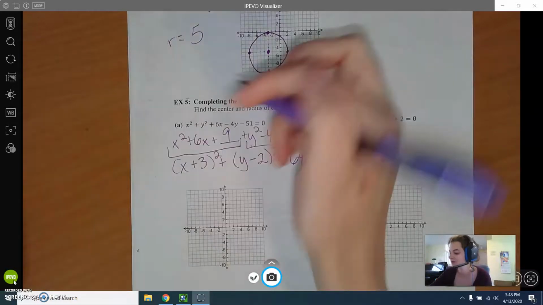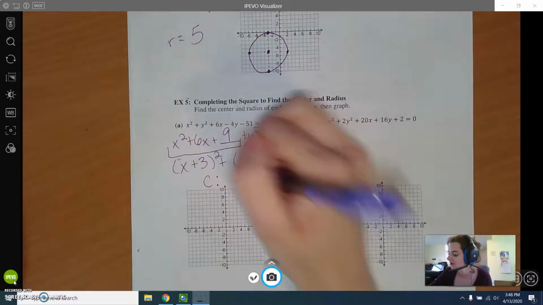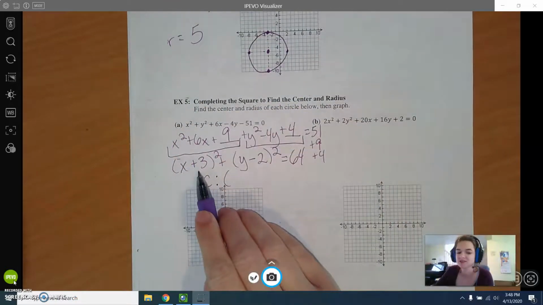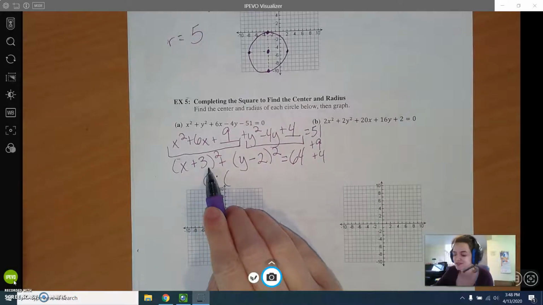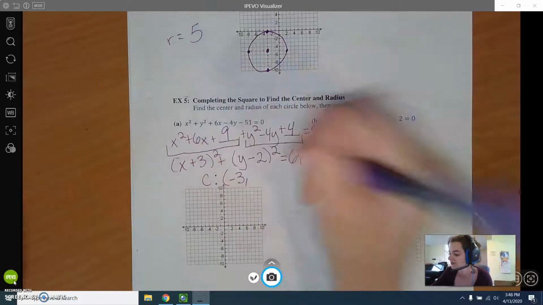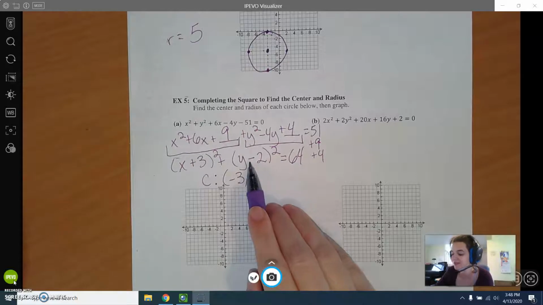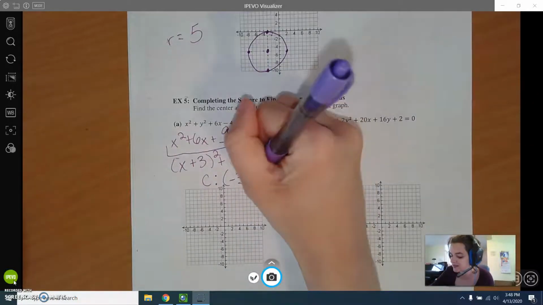Okay. So the center for this one, the x-coordinate is going to be the opposite of what you see inside of the x parentheses. So instead of positive 3, it'll be negative 3. The y-coordinate is going to be exactly the opposite of what you see inside the y parentheses. So instead of negative 2, it's positive 2.